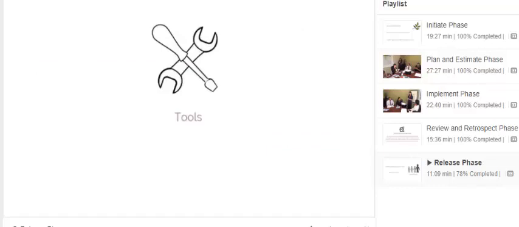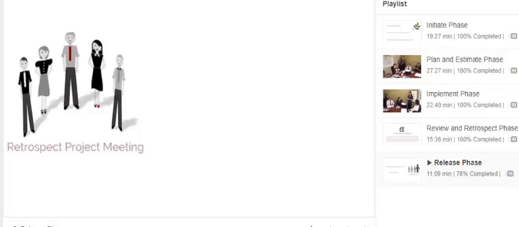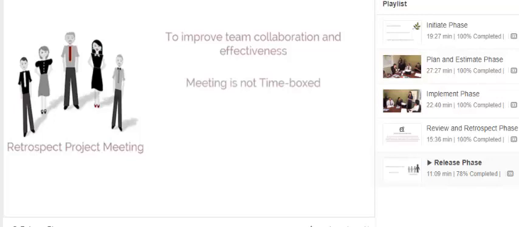Now, tools. The major tool involved to facilitate the process is the Retrospect Project Meeting. The Retrospect Project Meeting is a meeting to determine ways in which team collaboration and effectiveness can be improved in future projects. Positives, negatives, and potential opportunities for improvement are also discussed. This meeting is not time-boxed and may be conducted in person or in a virtual environment.